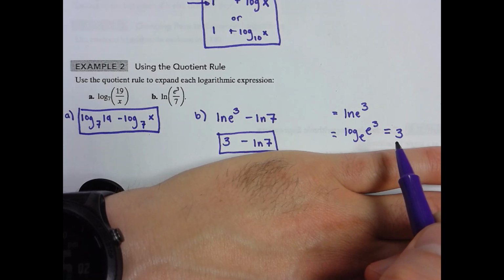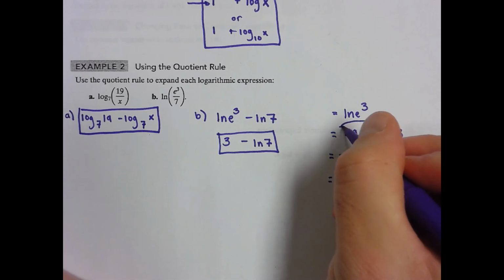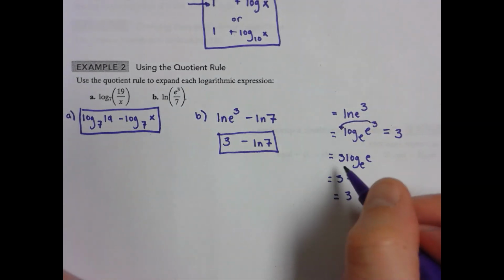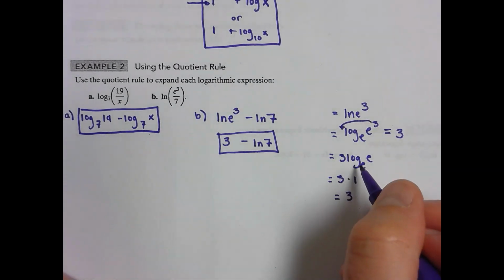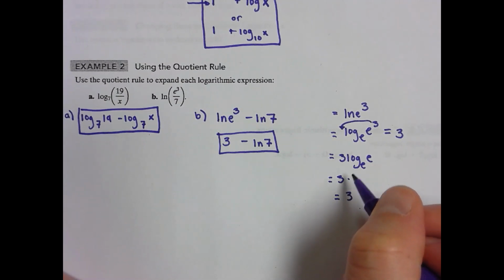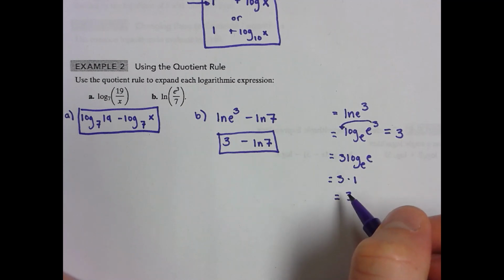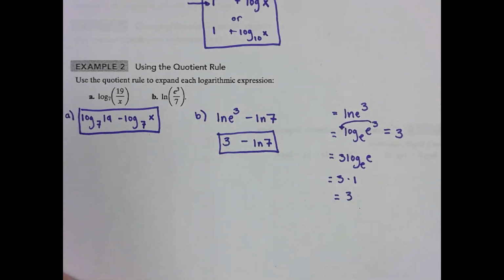Now the reason for that is when we have an exponent for what we're taking a log of, that exponent becomes the coefficient. And so this becomes 3 times log base e of e. Log base e of e is just simply 1. In fact, when we take the log of anything that's the same thing as the base, it'll always be 1. So it's 3 times 1, which is just 3. And so the simplified expanded version here is 3 minus the natural log of 7.